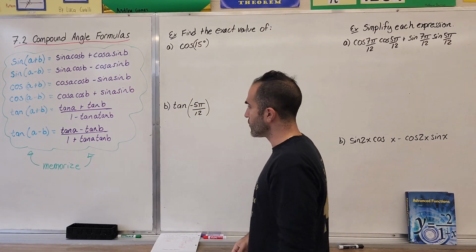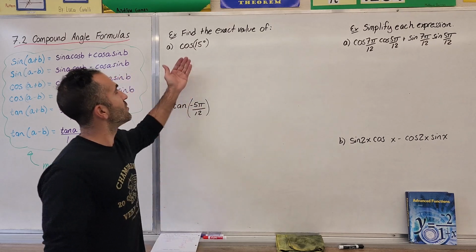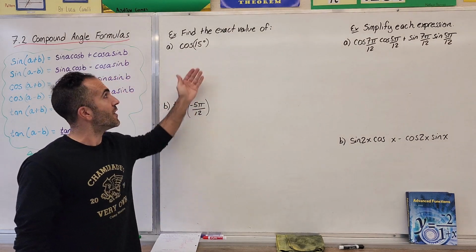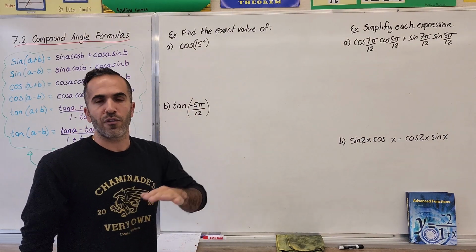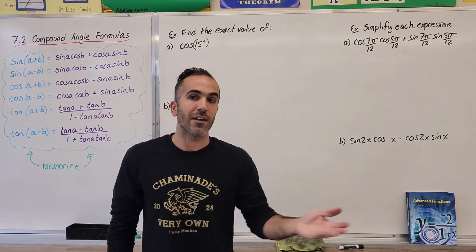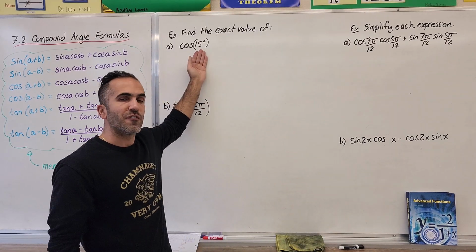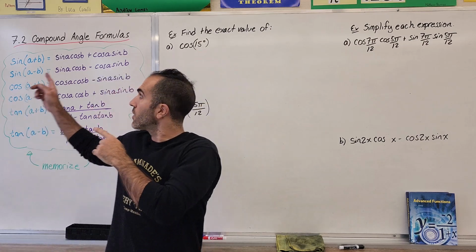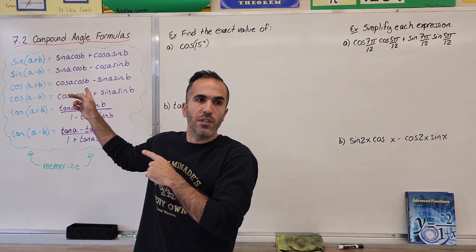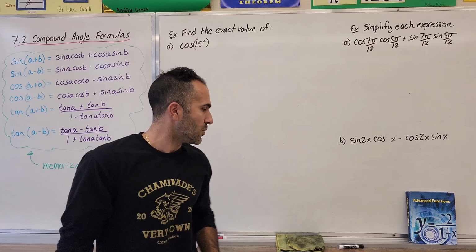These are super useful because they allow us to find the exact values of different numbers, right? We know the exact value of 30, 45, 60, 90, and all multiples of those numbers because of the special triangles. But now if we can turn 15 into a compound angle of 2 special angles, then we can find that actual angle as well.